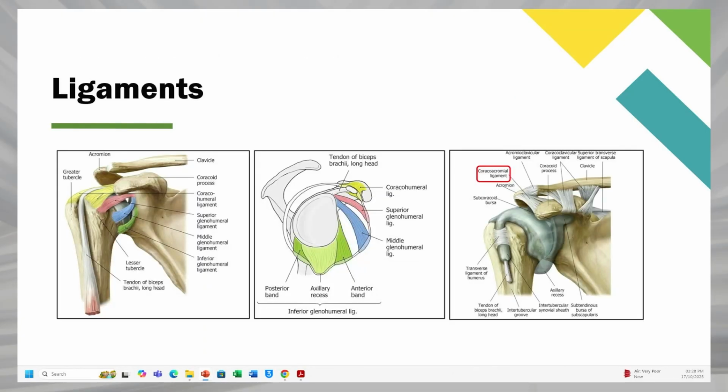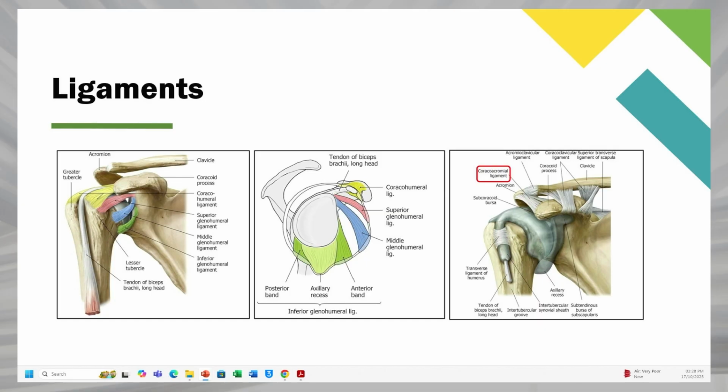Now, shoulder stability is maintained by several ligaments, but we must remember that the shoulder is a very mobile joint. Unlike the hip, it's a very shallow socket. The stability is mostly maintained by ligaments, but also the rotator cuff. It's an active stability that relies on the rotator cuff muscles and tendons.